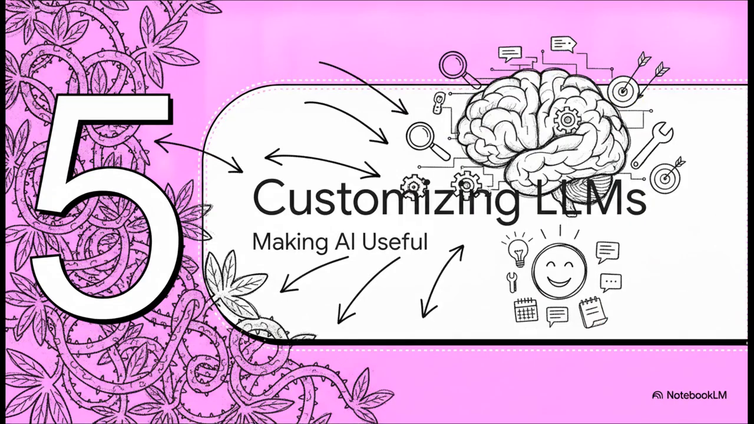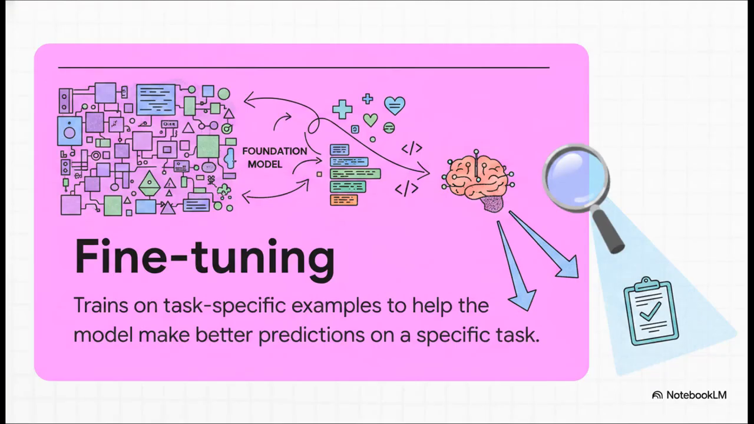And finally, Section 5. Taming and customizing LLMs. Let's talk about how we take these raw, giant foundation models and actually make them useful. First up is fine-tuning. This is when we give the model a little bit of extra training on a very specific data set. Like if you want an AI medical assistant, you'd fine-tune it on medical records. It keeps its original massive size, but its predictions become hyper-focused and way more accurate for your specific use case.